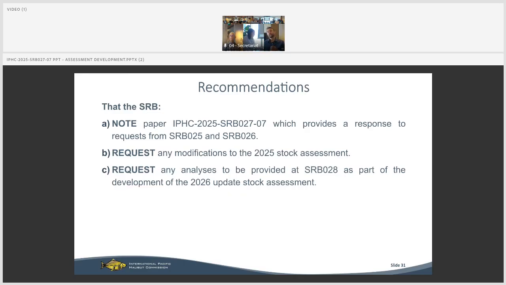So the recommendations are to note the responses to the requests and anything else you'd like to see on those requests. I don't think we have any modifications to the assessment at this point. At least none of these avenues suggested to me a change this year. And then also maybe some thinking about what kind of development to be working on toward next June.